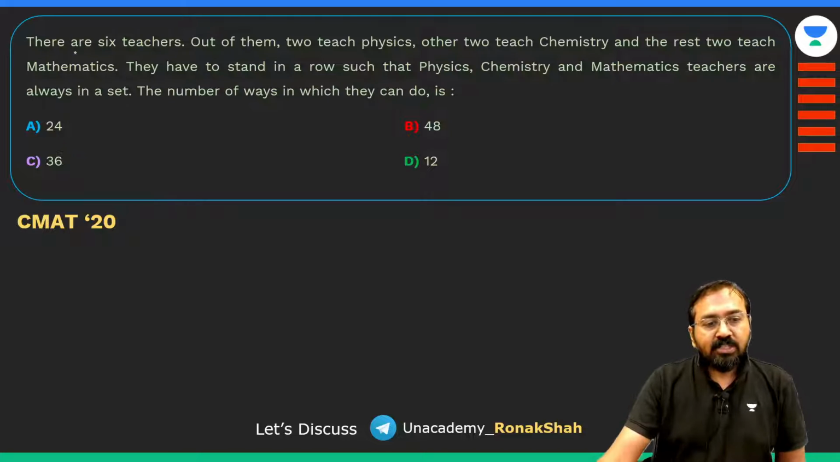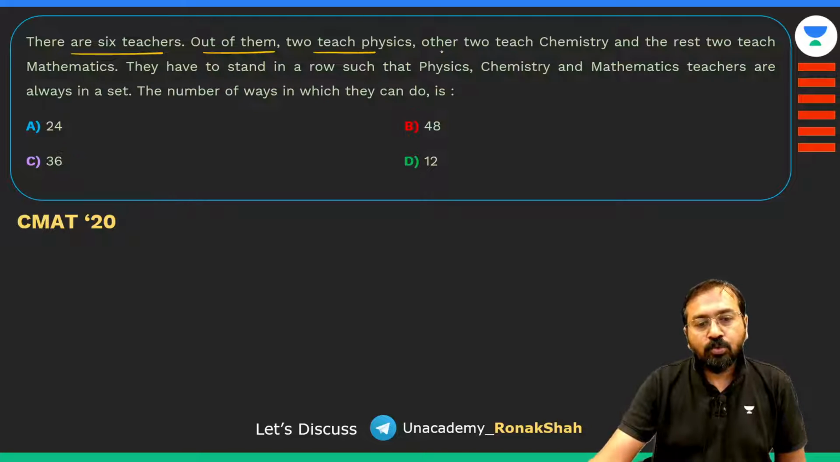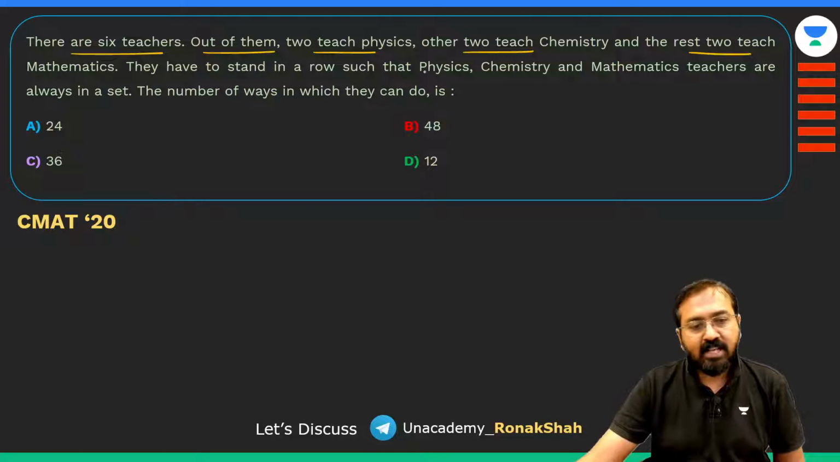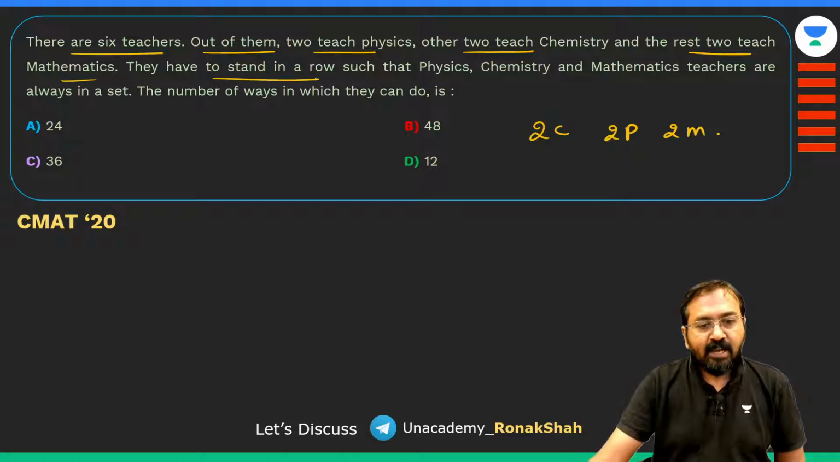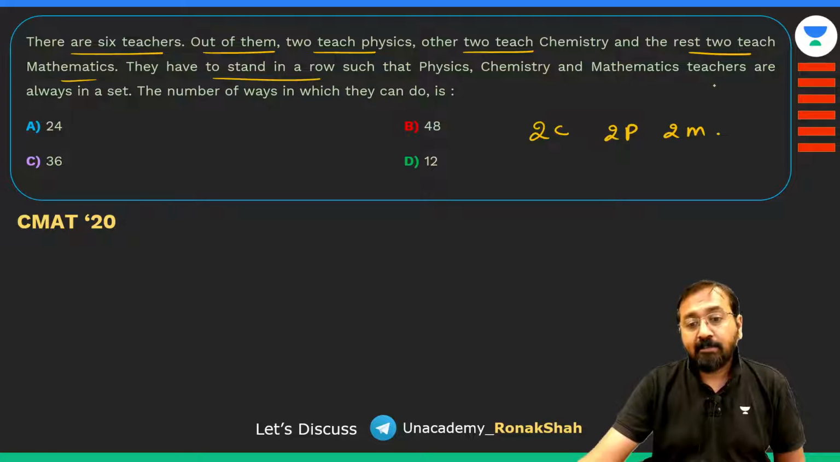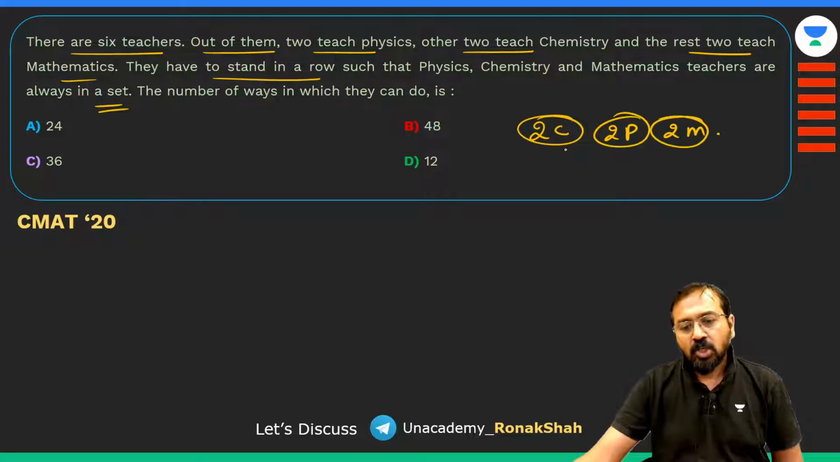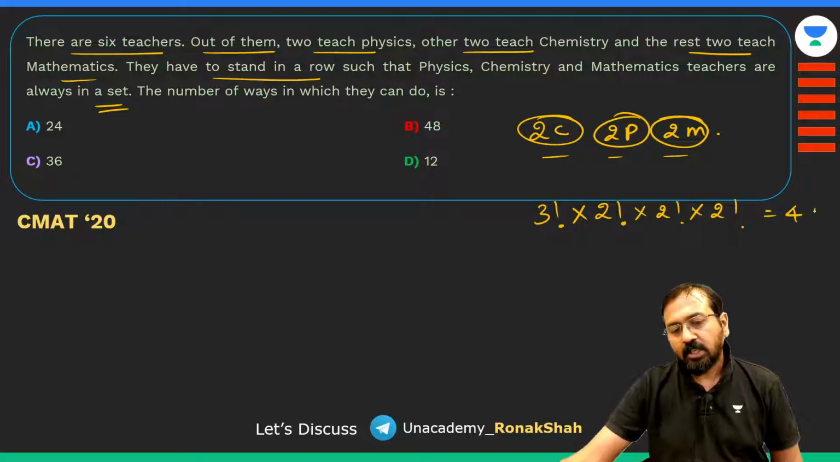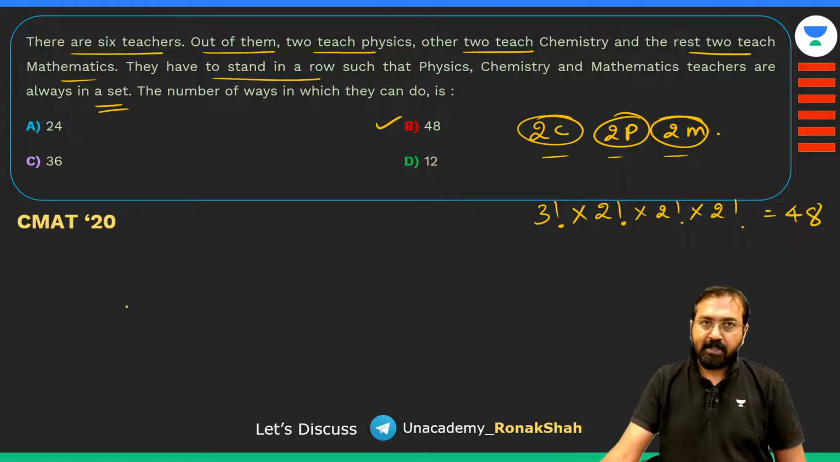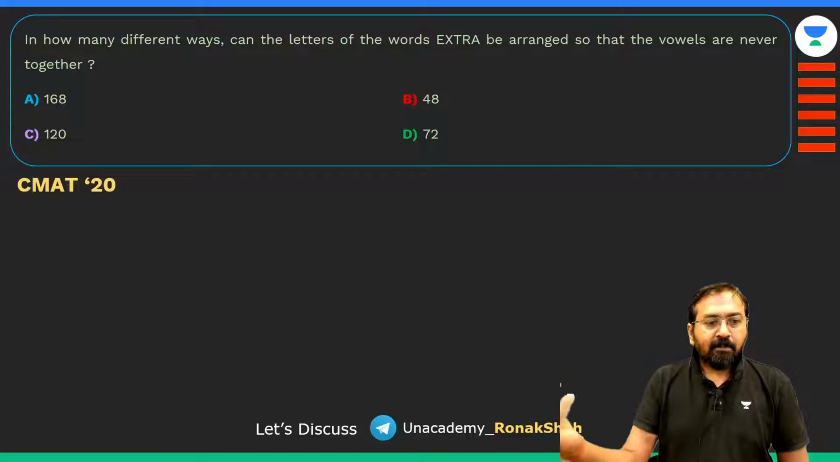For example, this question: there are 6 teachers, of them 2 teach physics, other 2 chemistry, and the rest 2 mathematics. So we have 2 chemistry teachers, 2 physics teachers, 2 mathematics teachers, and they have to stand in a row such that physics, chemistry, and mathematics teachers are always together, similar to the previous question. So first of all, 3 bunches can be arranged in 3 factorial ways, and then teachers internally can be arranged in 2 factorial, 2 factorial, and 2 factorial ways. So if you calculate, this will come out to be 48 ways, that is option B. Right, so it was a simple question.